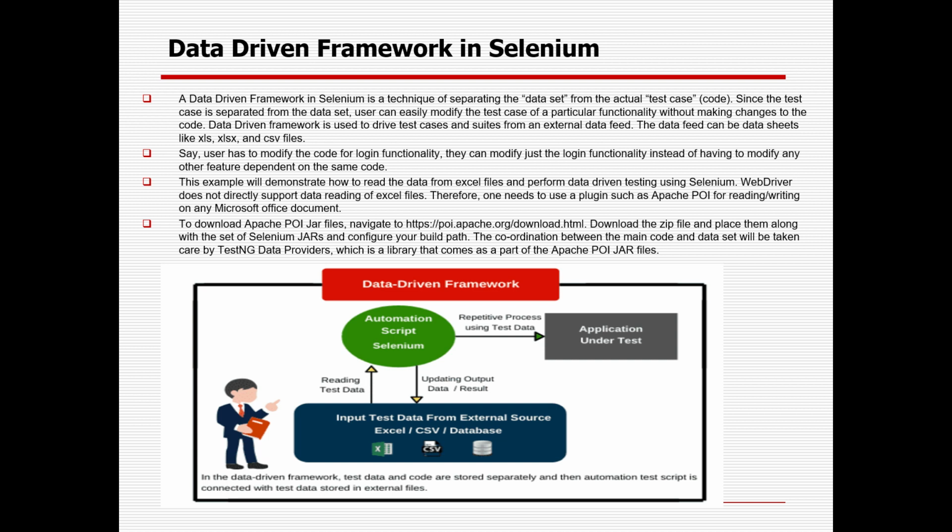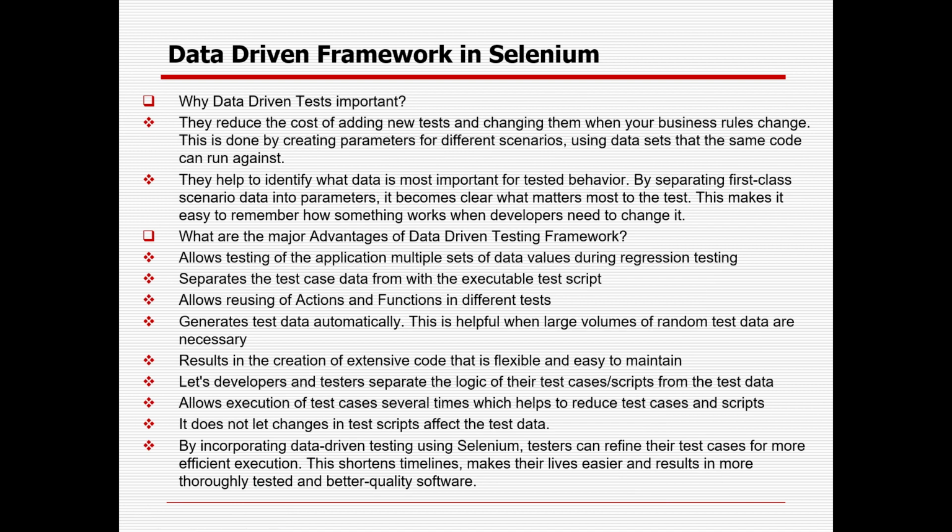So for that you need to take help from Apache POI. All the library jar files you need to add to your project, then only it will work, otherwise not. This is the path already given, the official site of Apache POI, to download all the jar files. After downloading, you need to integrate all the jar files into your project. The major advantage of data driven testing is that your data and code are separate entities, and a single test case can be executed n number of times with n variations of the data.